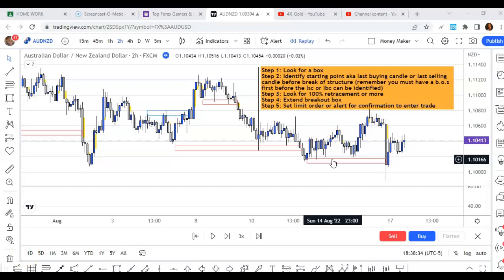Hello family, today I want to show you a simple strategy with the breakout finder indicator on TradingView, and I think you will like it and could possibly use it in your trading plan. So let's go ahead and dive in.